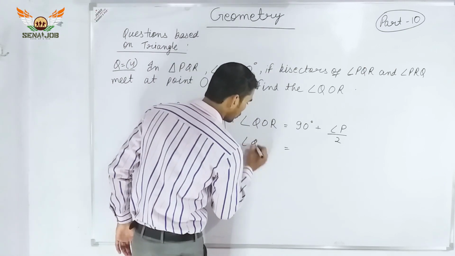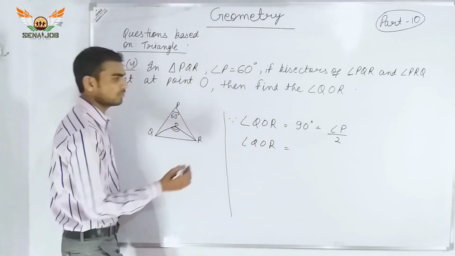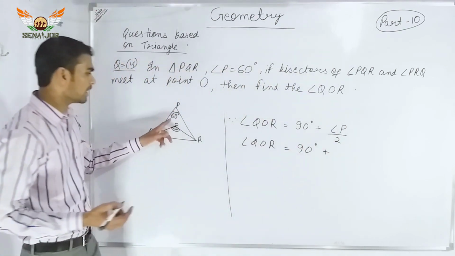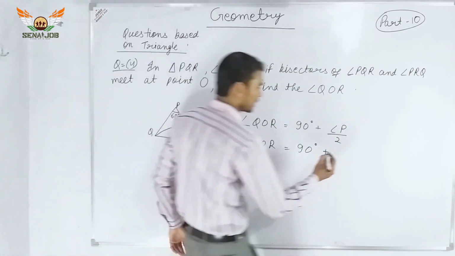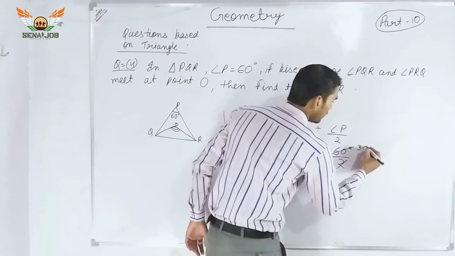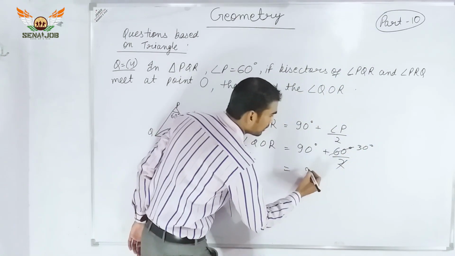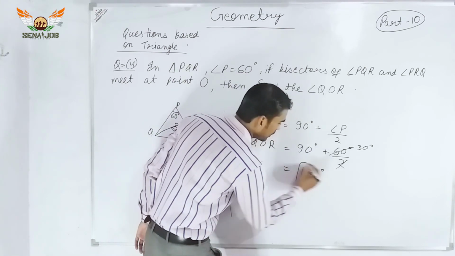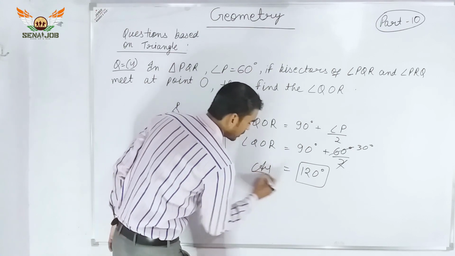Now QOR is equal to 90, and put the value of P. P has been given 60 degree. So 60 upon 2, divide, this is 30. So 90 plus 30 will be 120 degree. This is your answer.